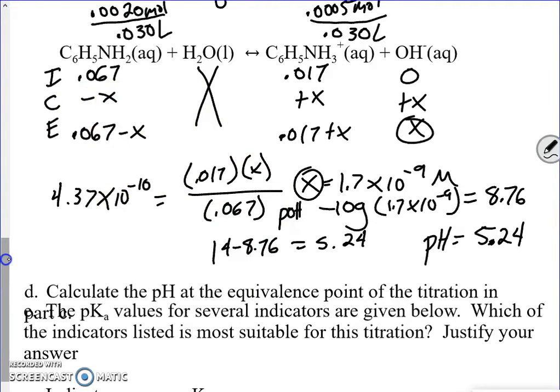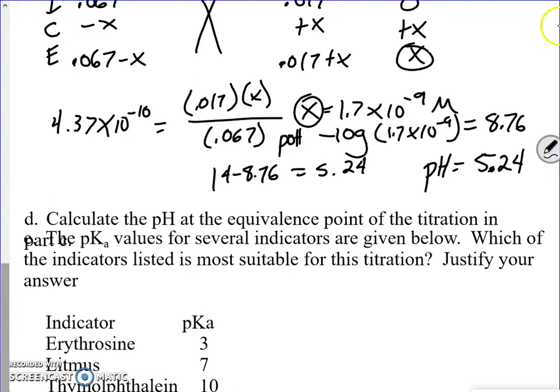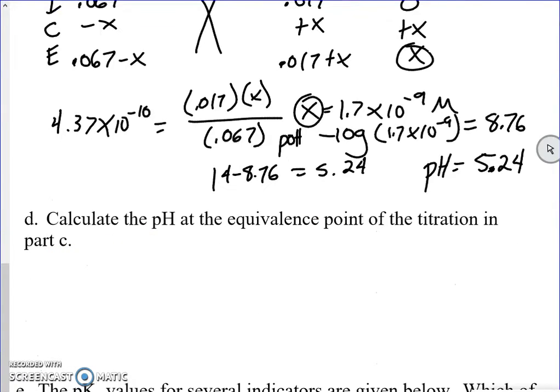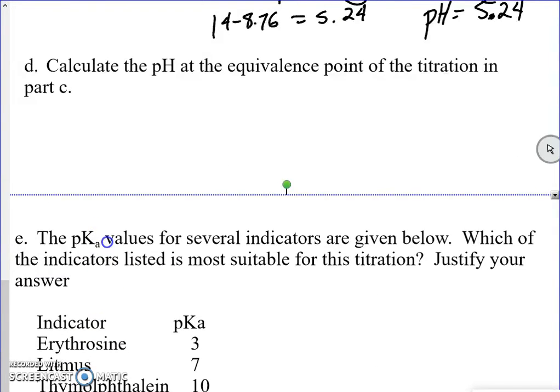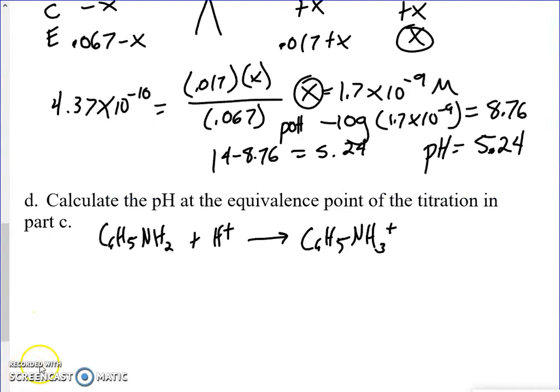Let's look at part D. I'm going to move part E down a little bit. Okay, so part D is dealing with the continuation of the titration. So we're still adding the hydrochloric acid to the aniline, which means we're using the original reaction right here.